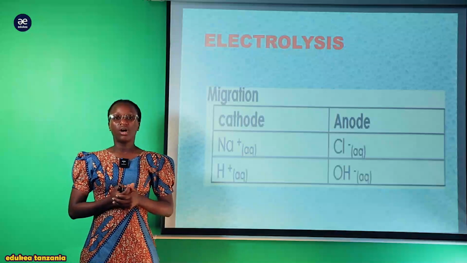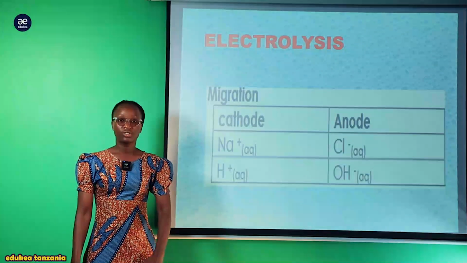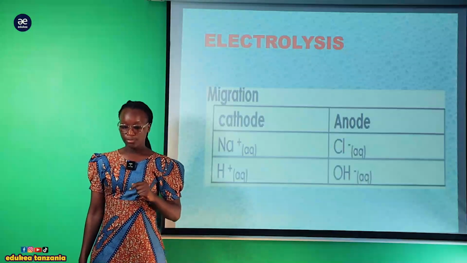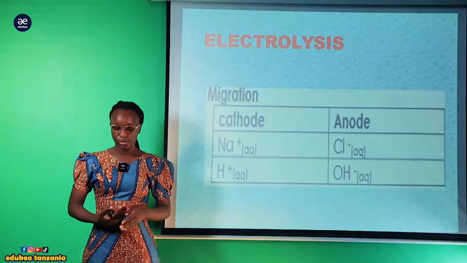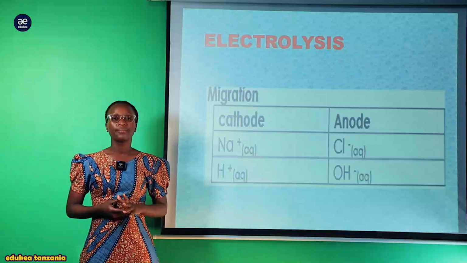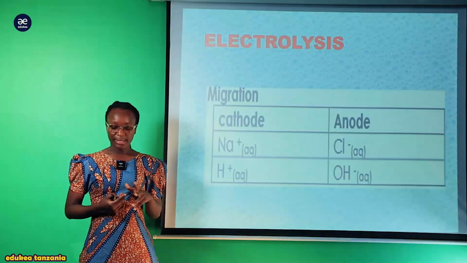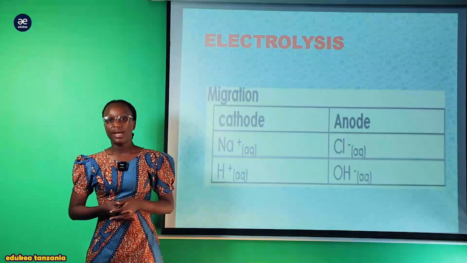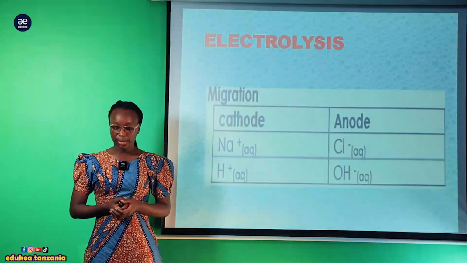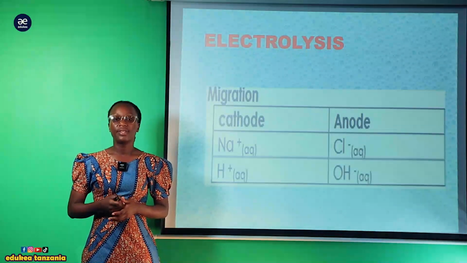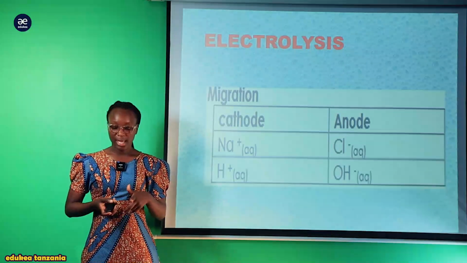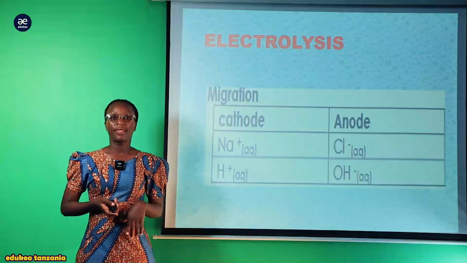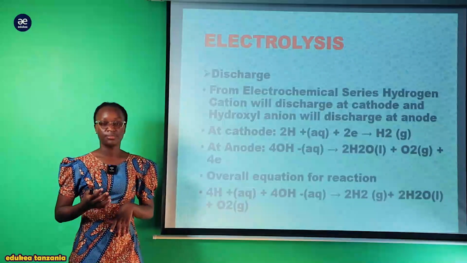Another concept is migration, how these ions tend to move from one place to another, toward the electrode or away from the electrode. The sodium and hydrogen ions will move toward the cathode, and the chloride and OH negative ions will move to the anode. Here we are going to consider the preference of discharge of these ions, where we will see the concept of discharge.